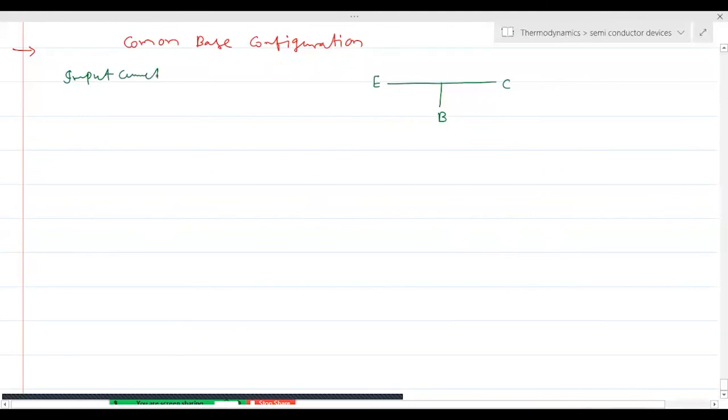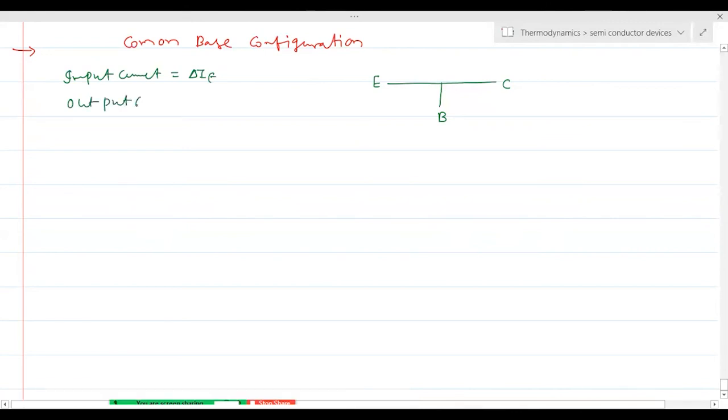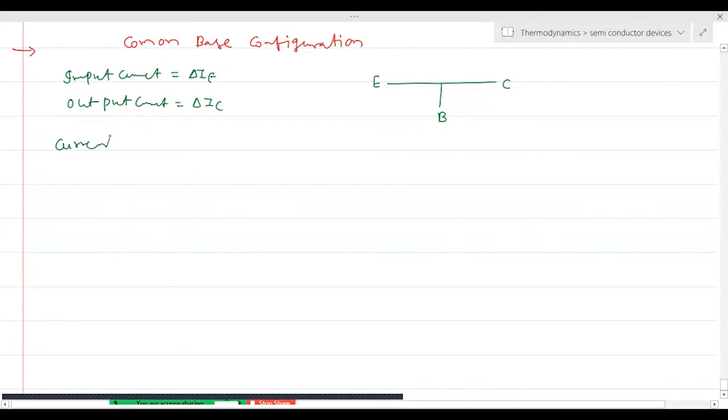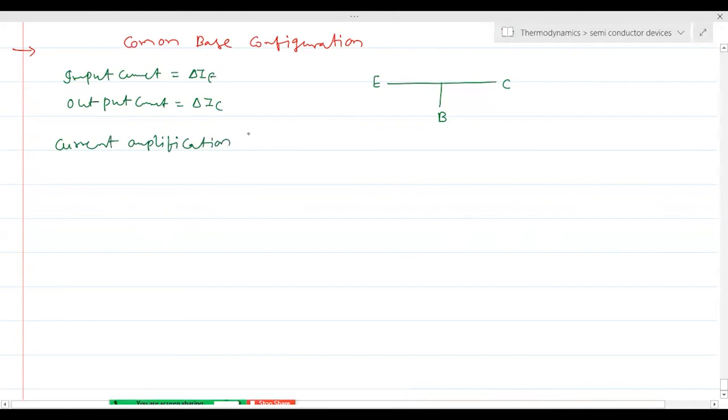Input current is nothing but a change in IE. And what is the output current? Output current is nothing but delta IC. Output by input means current amplification. So we use the symbol alpha, always the output by input: delta IC by delta IE.